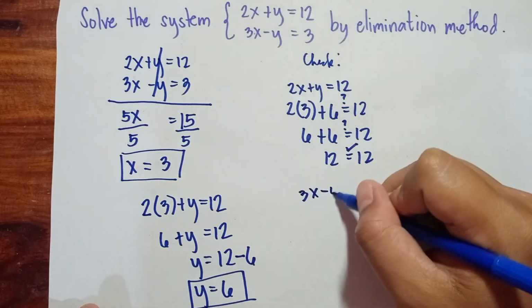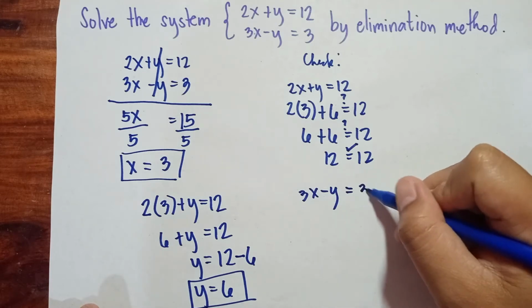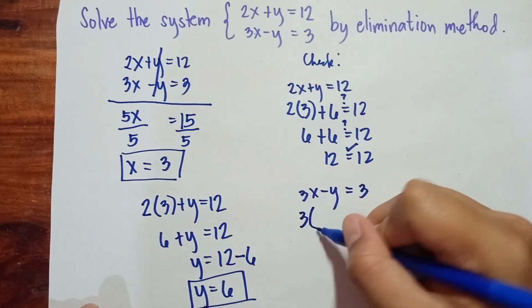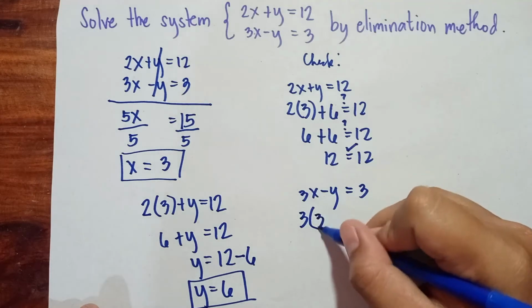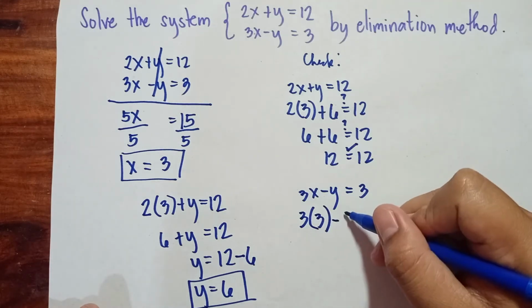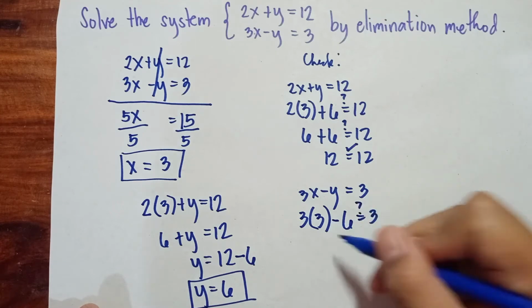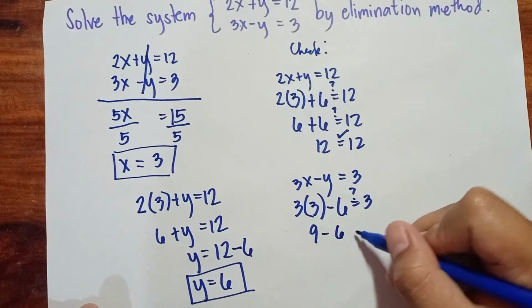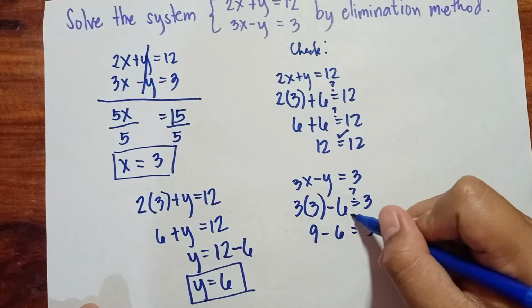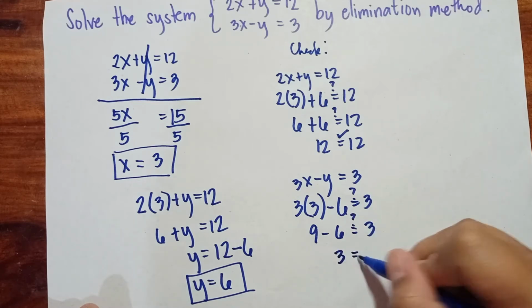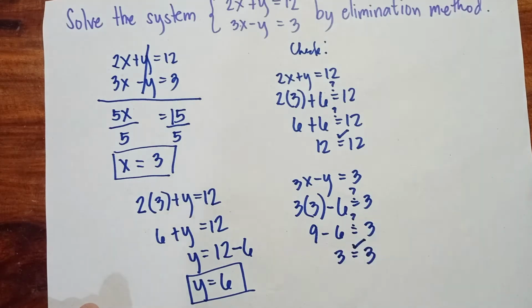How about sa second equation? We have 3x minus y equals 3. So, by substitution, the value of x is 3 minus the value of y is 6 equals 3. So, 3 times 3 is 9 minus 6 equals 3. So, 9 minus 6, that is equal to 3. So, 3 is equal to 3. So, tama yung sagot natin, mga boss.